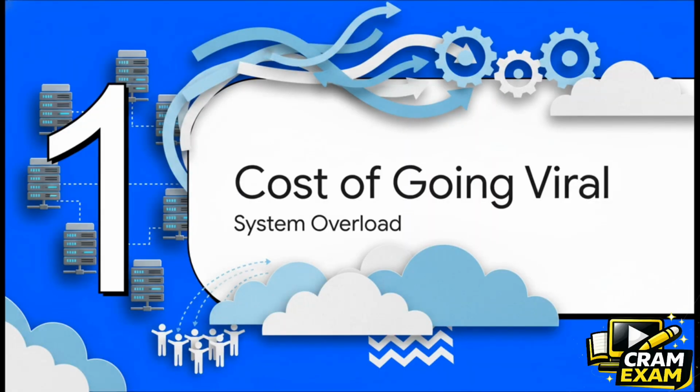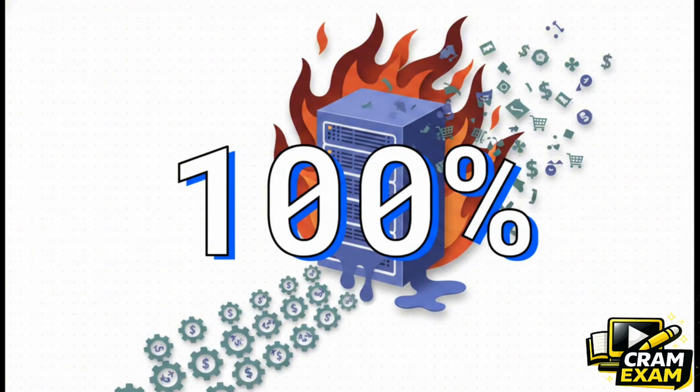So, let's look at Section 1, the cost of going viral. Sure, your front-end web servers might handle that initial connection perfectly. But then, boom, your backend database instantly spikes to 100% CPU. It literally melts down under the pressure. Your site goes completely offline, and just like that, you've lost millions of dollars in potential sales. It is a total nightmare scenario.